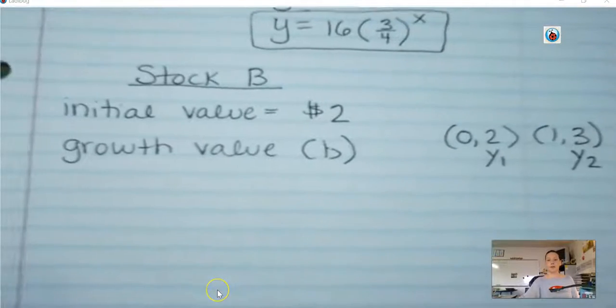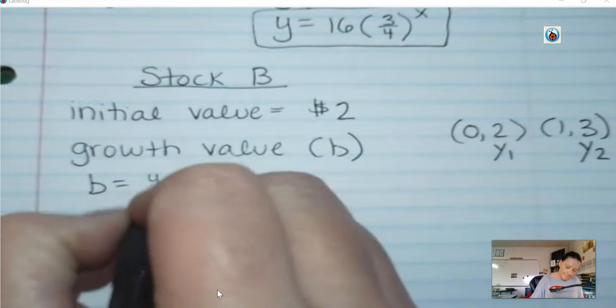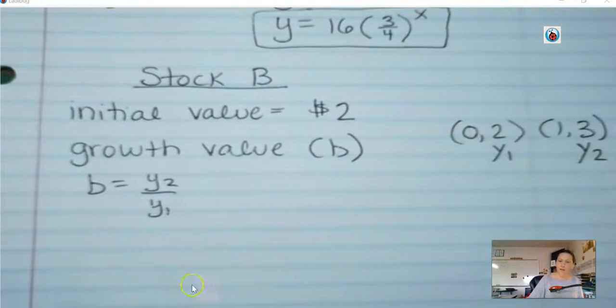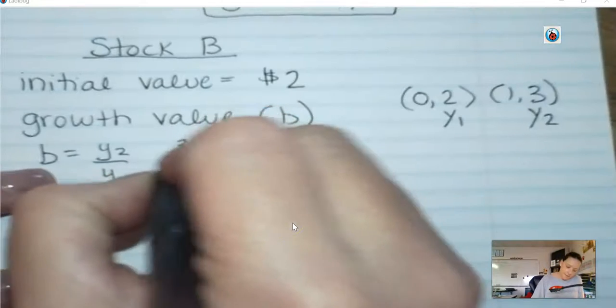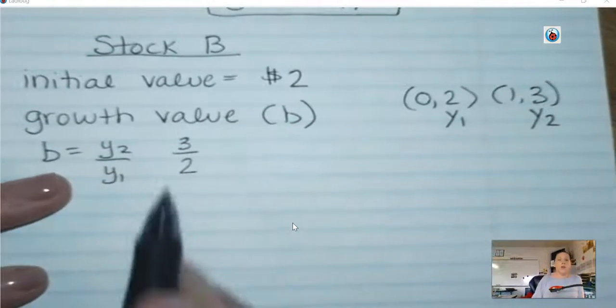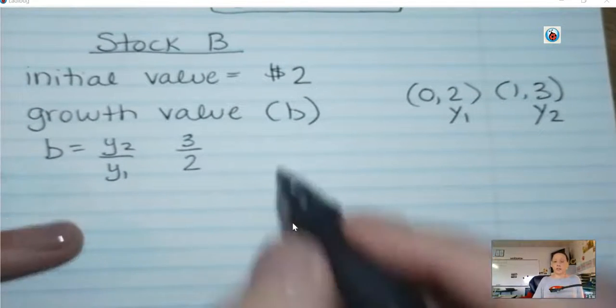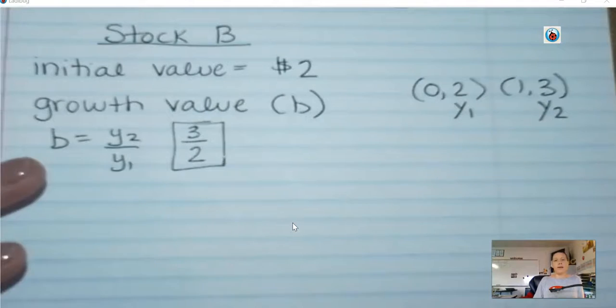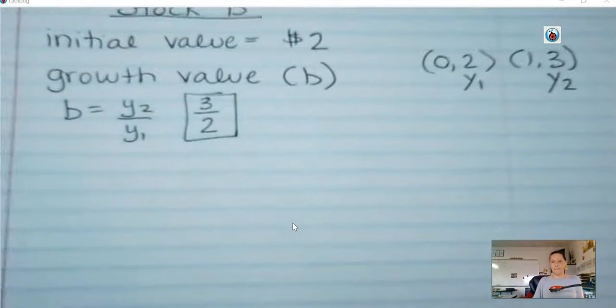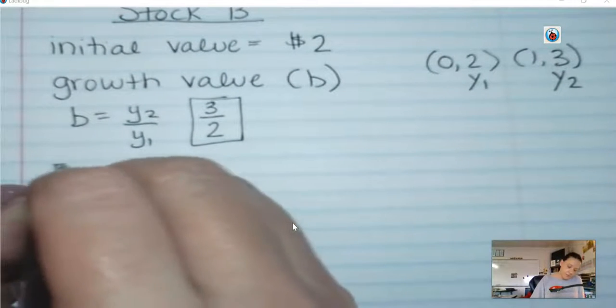Okay, go ahead and figure out what's the b value. 3, your y sub 1 is 2. You can leave it like that. 3 over 2, that's already reduced. If you want to make it 1.5, that's fine. Okay, and I'll come up with the equation.